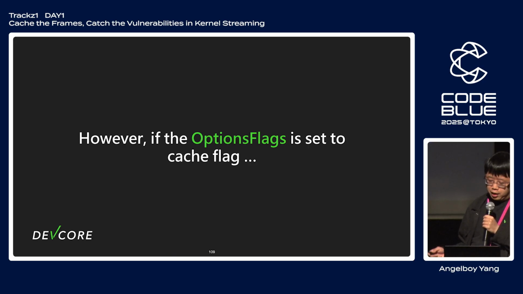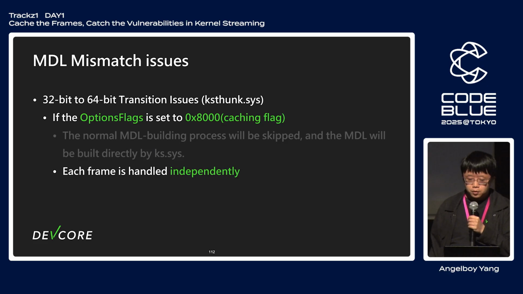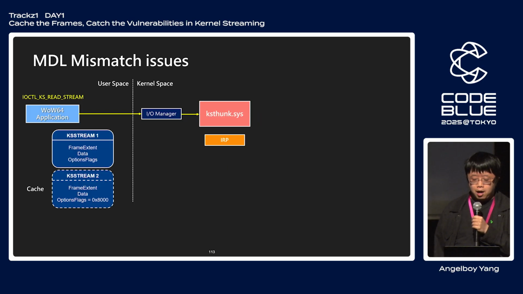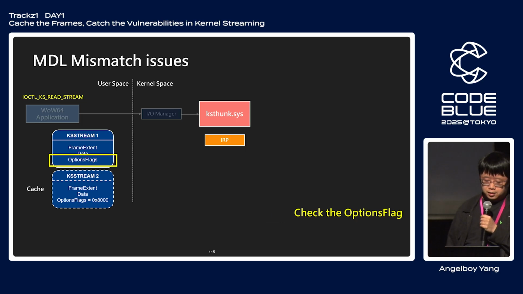However, if the option flag is set to cache flag, the normal MDO allocation process will be skipped by KSUNC. That is, if the cache flag is set, KSUNC will not pre-allocate the MDO. Moreover, each frame is handled independently. When you submit multiple frames, it's possible to have just one cache. For example, suppose we submit 2 frames, and the second frame has a cache. KSUNC will handle it first.